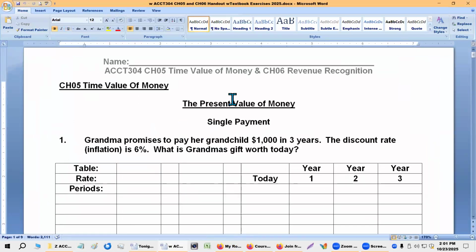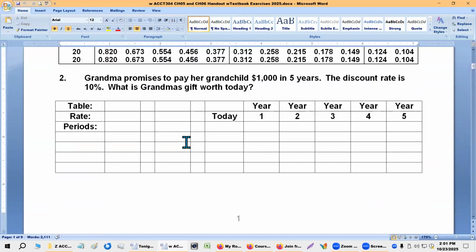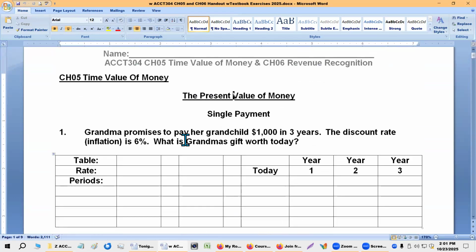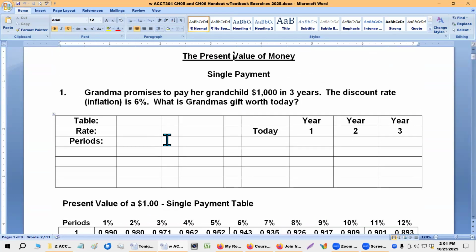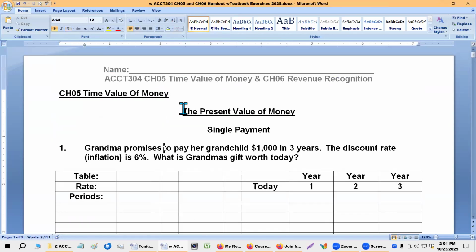Now, those of you that had me before have seen the first couple pages here. They're strikingly similar to what I have in accounting 111, but the idea is the same. It's present value of money. Now, there's two different things. There's present value of money and there's future value.